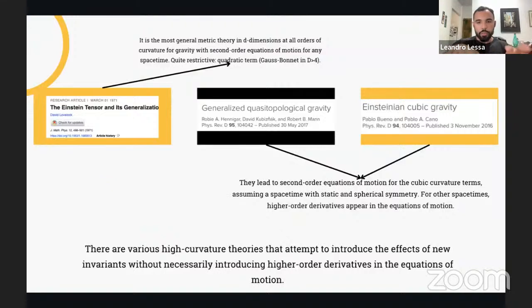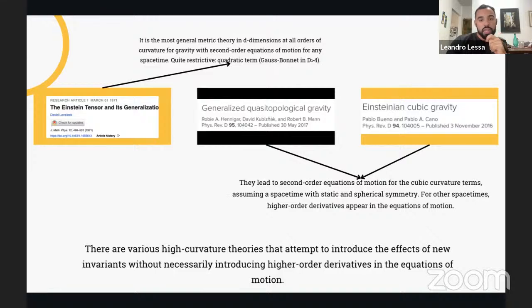So this presentation is based on three papers. The first is probably the most famous, by David Lovelock, who introduced Lovelock gravity. This theory is the most general metric theory in D dimensions, at all orders of curvature. This is important because it's not just quadratic or cubic, but all orders of curvature, with a second order equation of motion for any space-time. So if you assume any space-time, like black holes, cosmology, or Brownian warped, you always obtain equations of motion up to second order. So this is a very good property of this gravity.